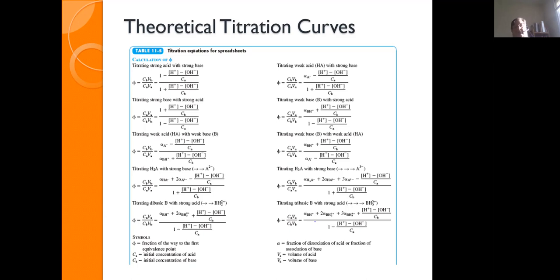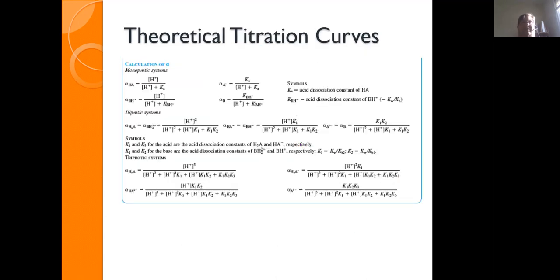All right, so we go to this table and we pick out a phi equation. And for many of them, we will also need alpha equations. So the bottom half of this table, which is the last table in the acid-base titration chapter in the textbook, is all of the alpha equations. Now, you should already know the alpha equations because that's something that you need to know for the midterm. But they are all written out here for up to a triprotic system. So we have monoprotic systems at the top and then the diprotics and then the triprotics.